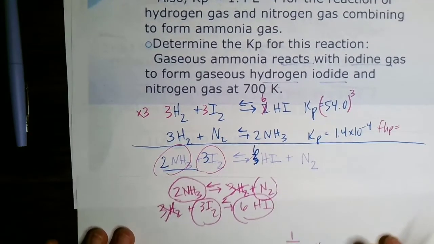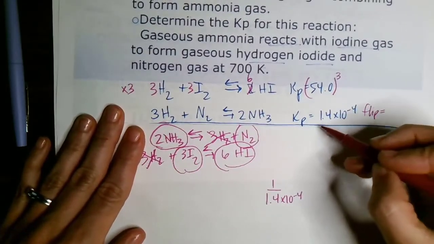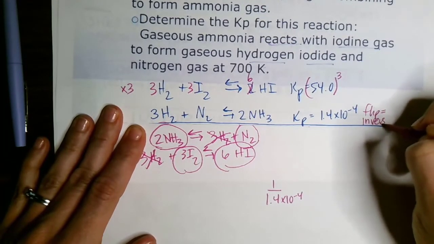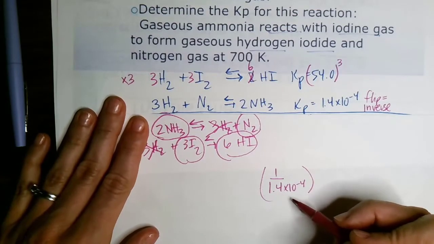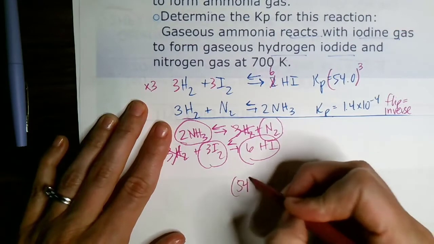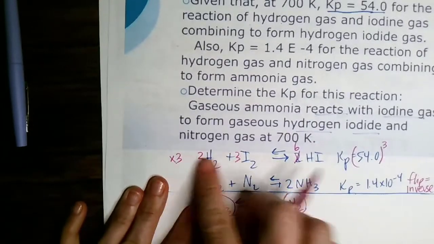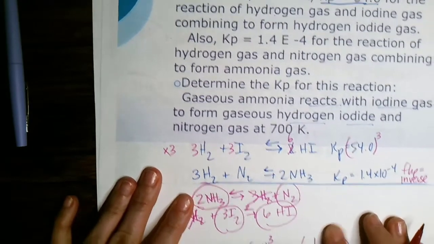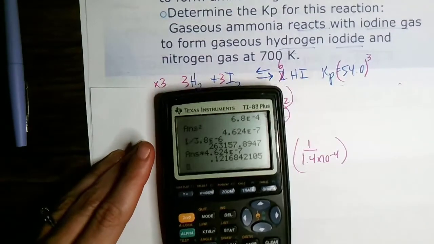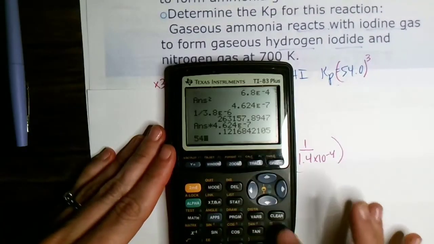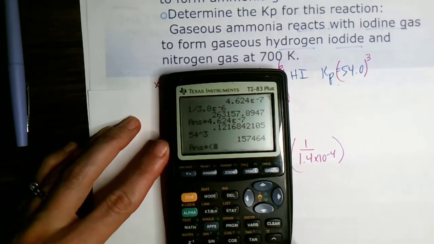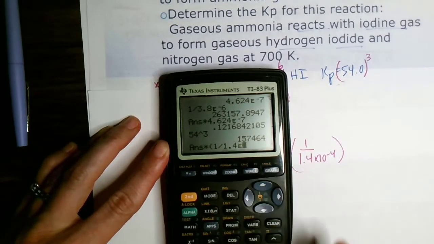So I'm going to slide this up here. I flipped this reaction, which means I take the inverse of that Kp. So I've got 1 over 1.4 times 10 to the negative 4th. Now I'm going to multiply it by 54 cubed because I had to distribute my 3 throughout that whole equation. So when we do that math, 54 cubed, 54 to the third power, I'm going to times it by, in parentheses, 1 divided by 1.4 times 10 to the negative 4th.